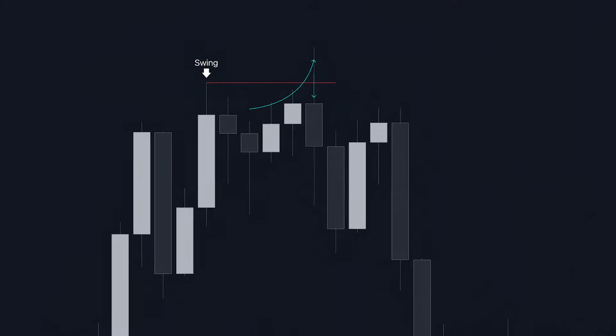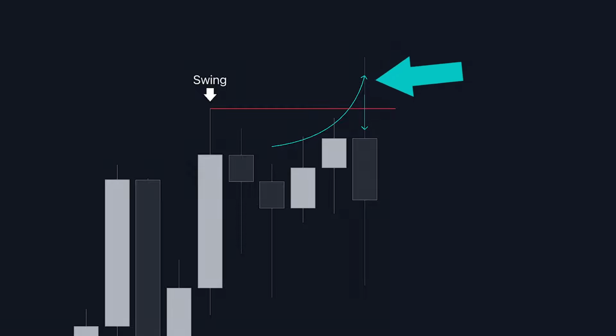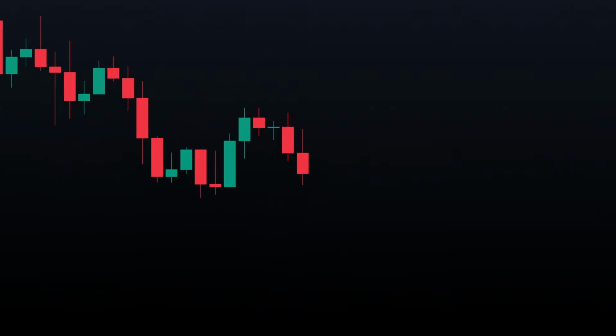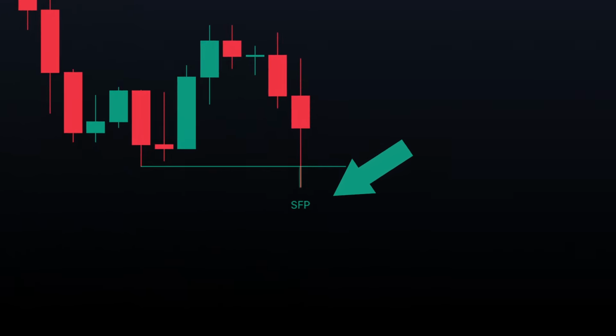The indicator looks at swing points like this. And for a swing failure to be detected, a candle needs to wick beyond that swing level, but retrace and close above or below that level. When this happens, the wick of the candle beyond that level will be highlighted and an SFP label for swing failure pattern will be plotted.